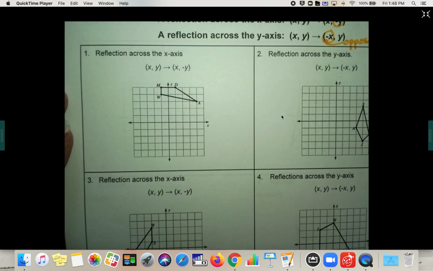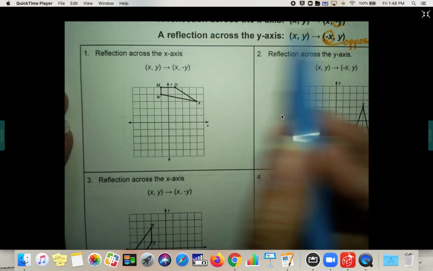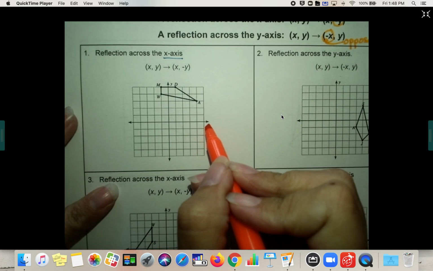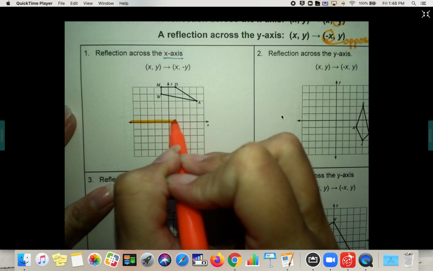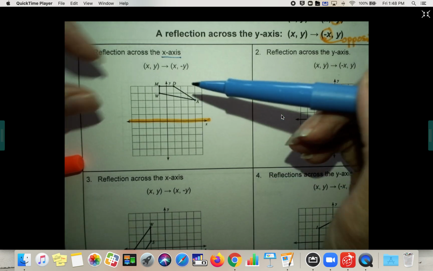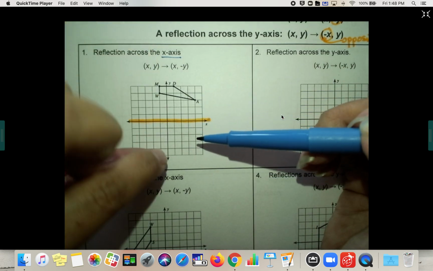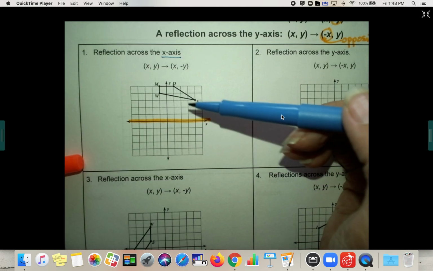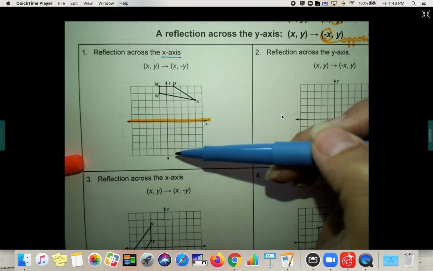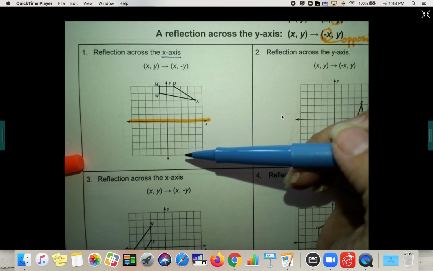All right, a reflection across the x-axis. Let's make sure you guys know which one the x-axis is, first of all. I would go ahead and darken in or highlighter your x-axis to make sure you know what you're flipping over. So this shape is just going to get picked up and flipped over the x-axis. So if it's kind of way at the top, when it flips over, it's going to be way at the bottom. That's kind of how to check.